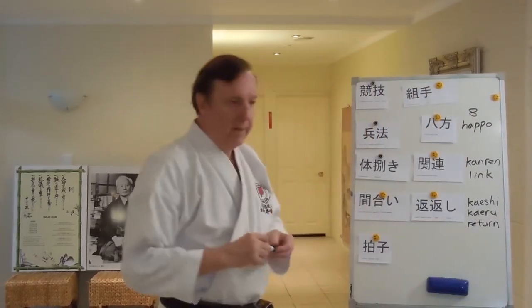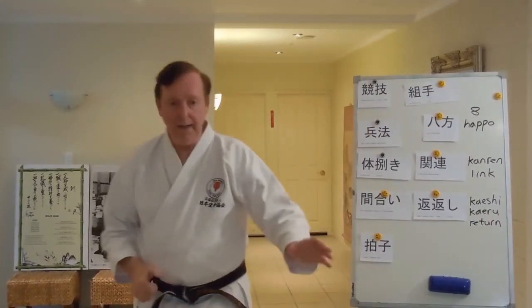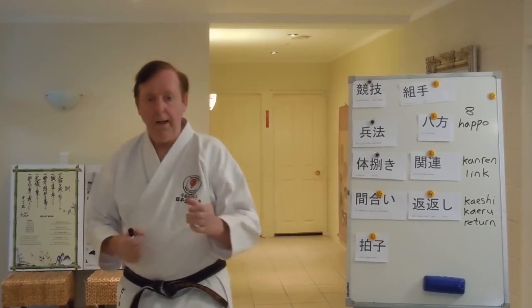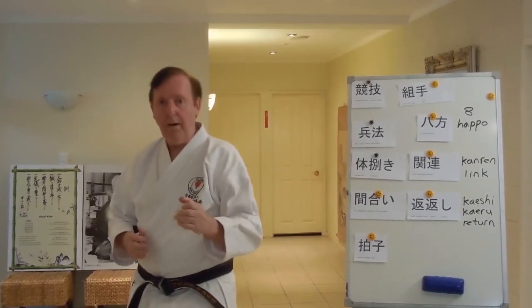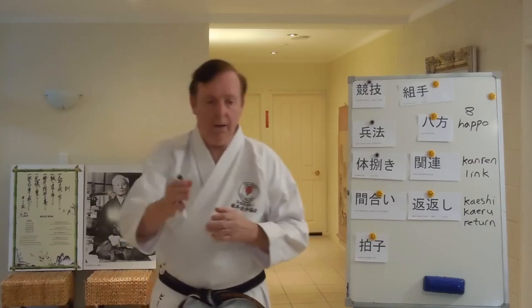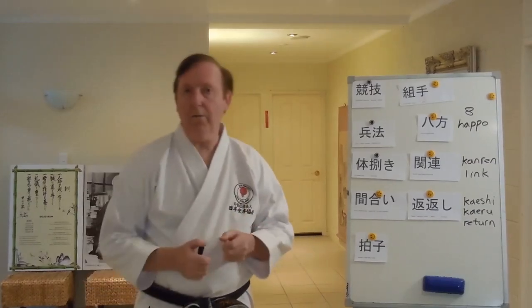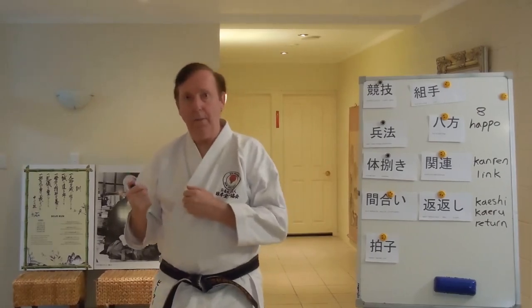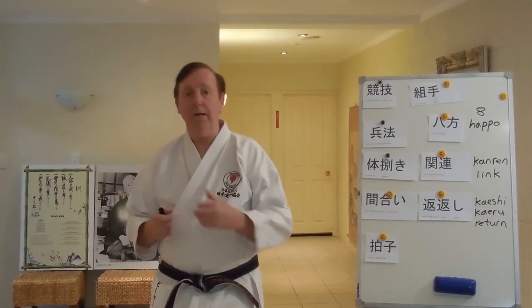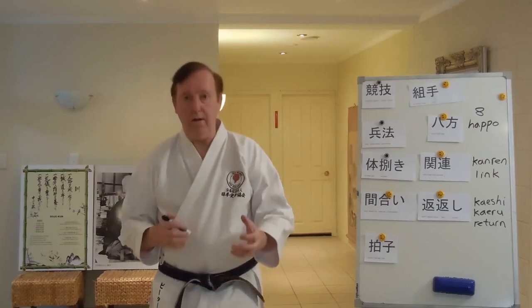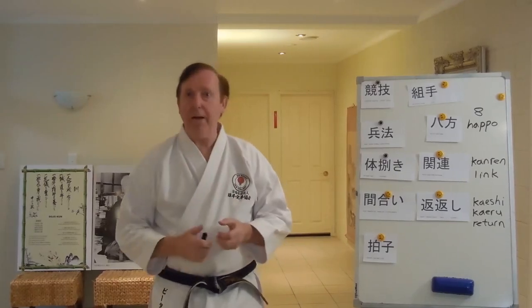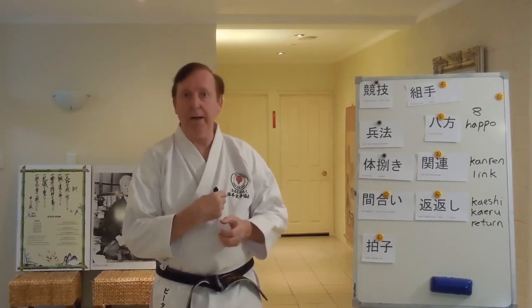So what happens is that somebody does a technique, right? So I'm tori, I do a technique. I go forward with my movement. Let's say I go forward with oizuki, chudan. Immediately, the other opponent flies back at me. So it's kind of like a return, popping like a ping pong ball that's been hit and comes straight back again.